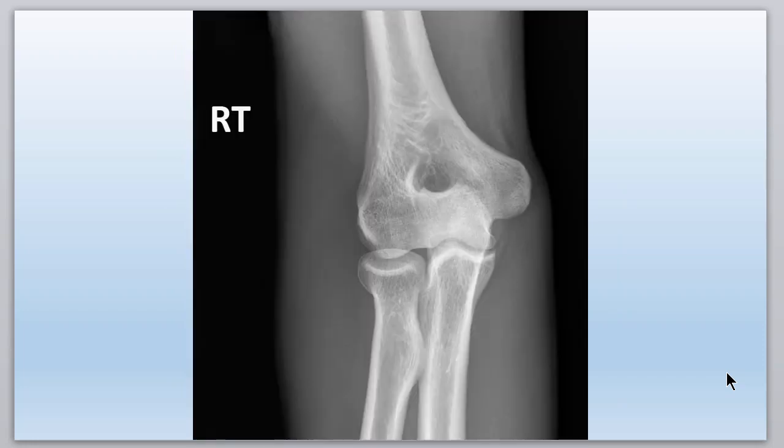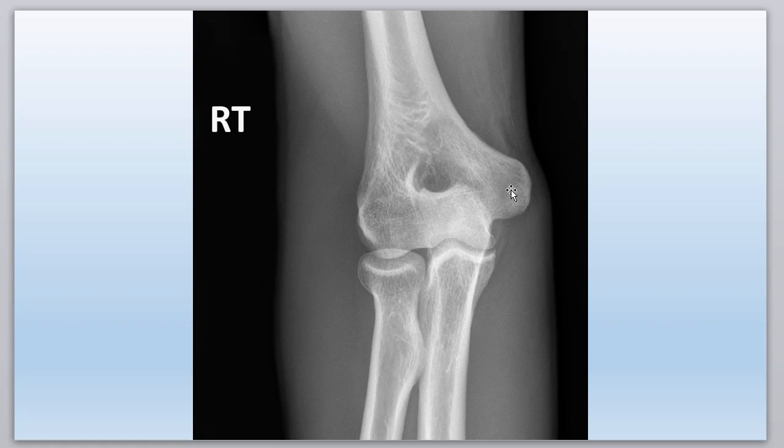Alright, let's start the elbow. So here's an AP view of the elbow. The elbow, of course, is made up by the humerus connecting with the radius, good, and that's the big ulna at this end anyway. So we have some structures.